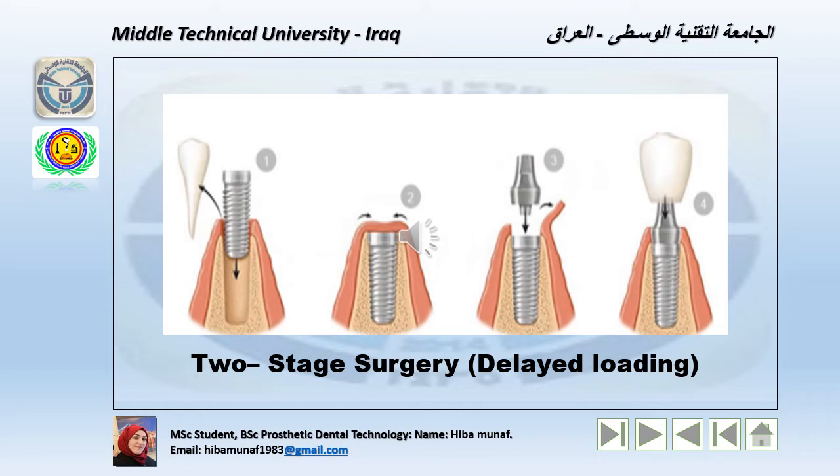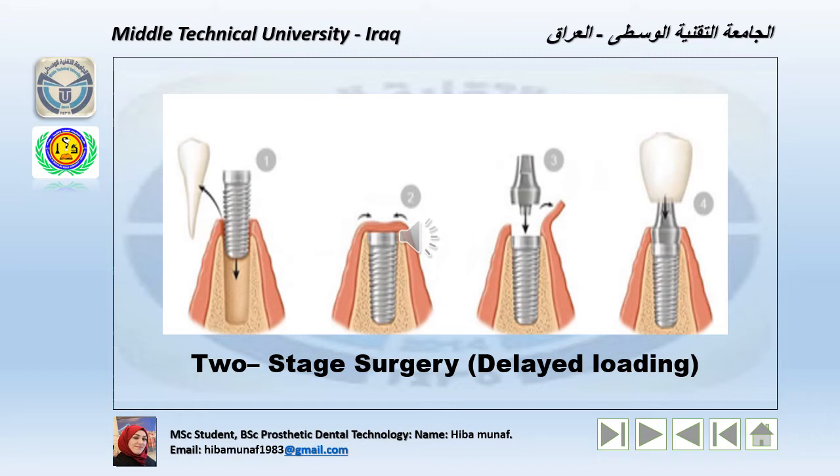the implant body used with the surgical method is usually a two-piece implant. This surgical approach allows the peri-implant tissue to heal without loading. It is used when there is poorer bone quality or quantity. There are some advantages in these procedures.